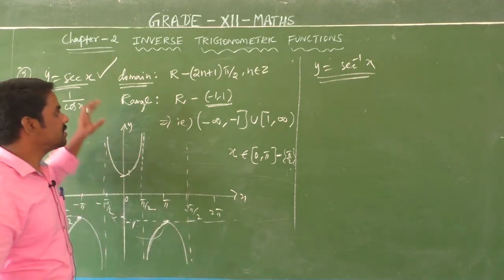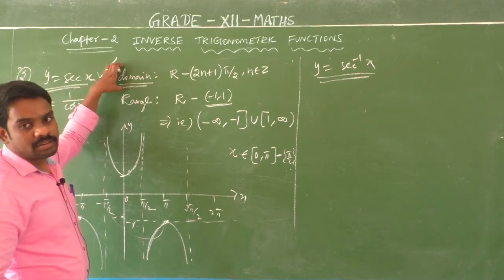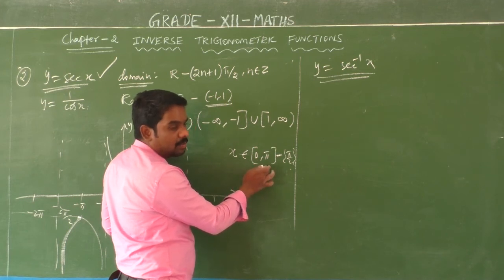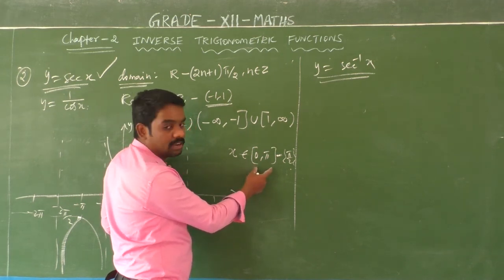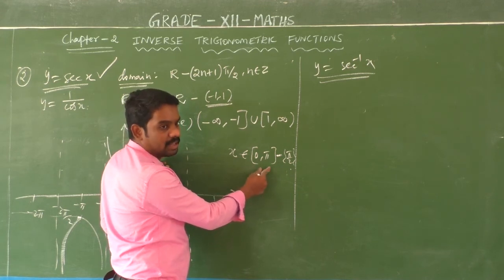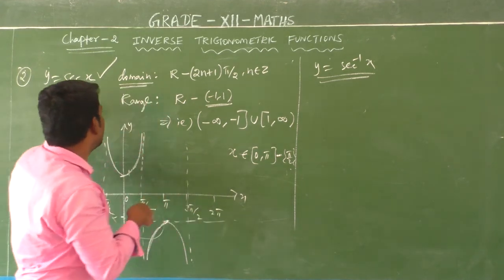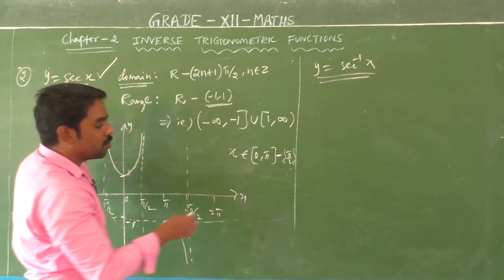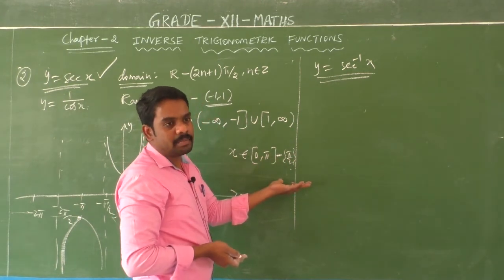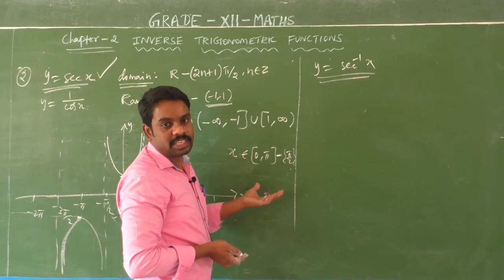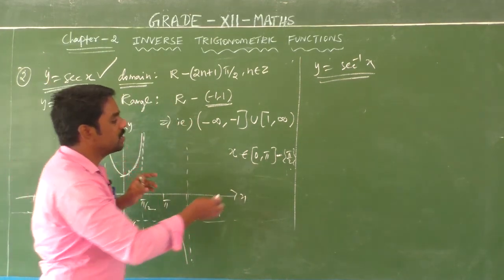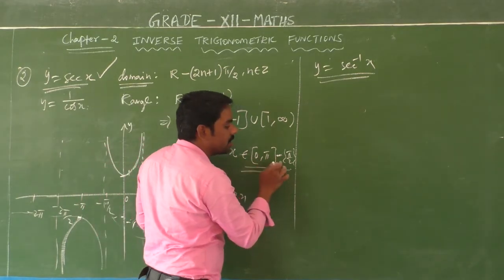So we restrict this domain. We have taken the principal domain of 0 comma pi. So the principal domain of the cos x function is the closed interval 0 comma pi. You know the principal domain of cos x function is 0 comma pi. Here the principal domain of this function secant x is the closed interval 0 comma pi except pi by 2. When x equal to pi by 2, this curve does not exist. So the principal domain of y equal to secant x is 0 comma pi except pi by 2.